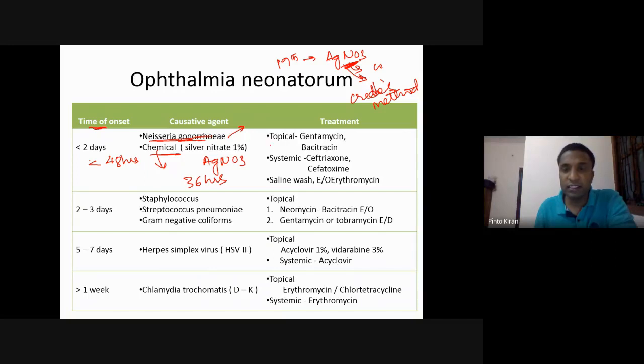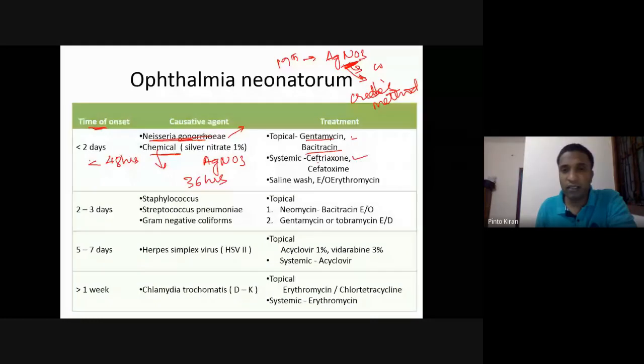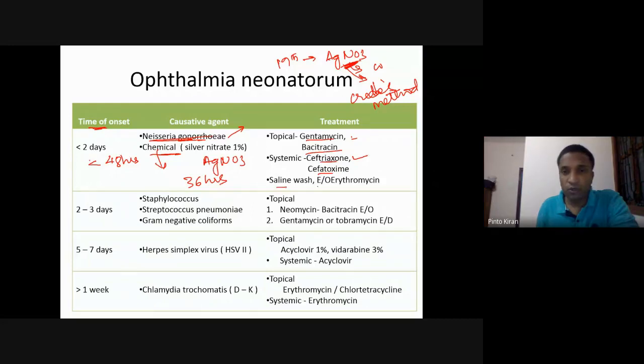How do you treat this condition? Topically, gentamicin and bacitracin are the drugs of choice. Systemically, the patient needs to be started on ceftriaxone, or cefotaxime is the treatment of choice here. Give a thorough AC wash, and erythromycin eye ointment needs to be used.